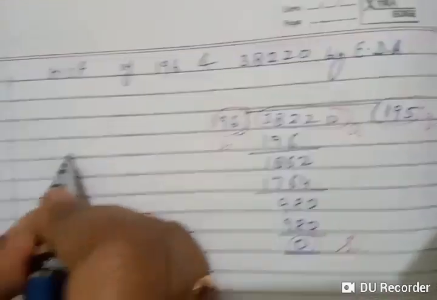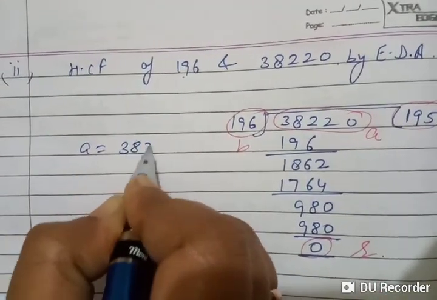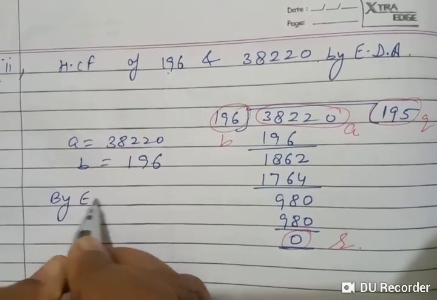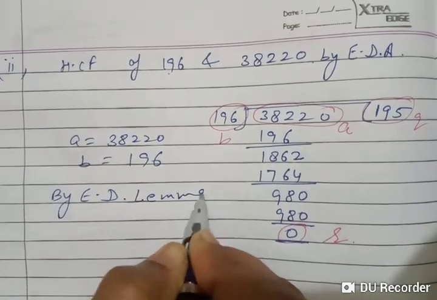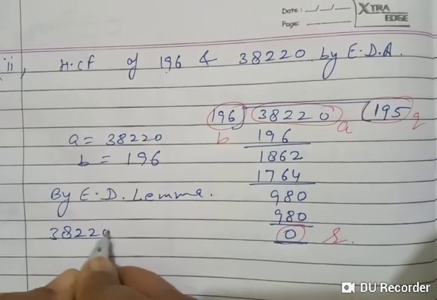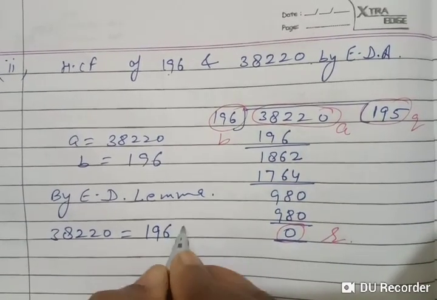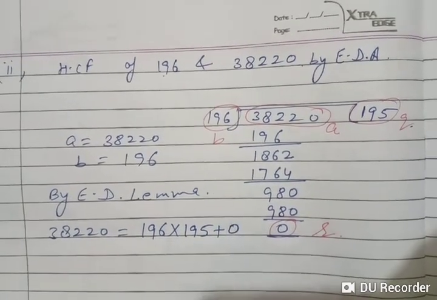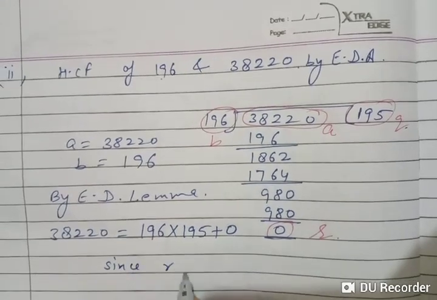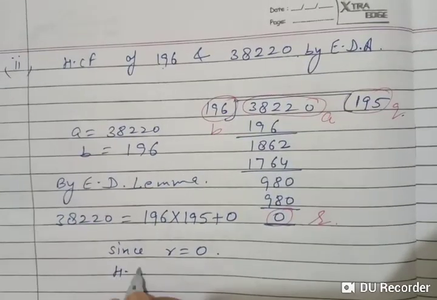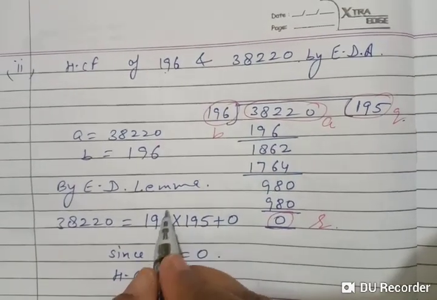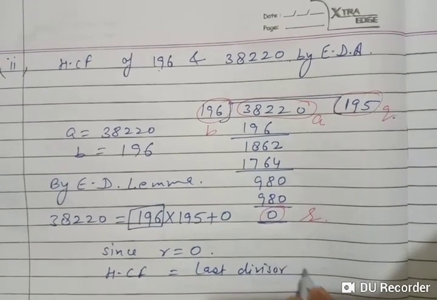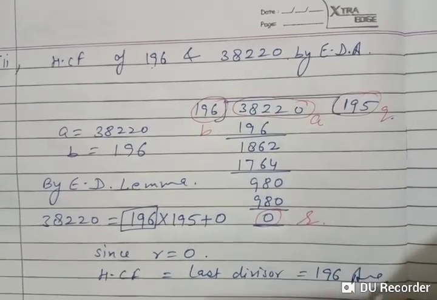So we will write A is equal to 38220 and B is equal to 196. So by Euclid division lemma, 38220 can be written as B into Q plus remainder, which is 0. Since remainder is equal to 0, HCF here is the last divisor. Which is the last divisor here? 196. I hope this is clear to you.